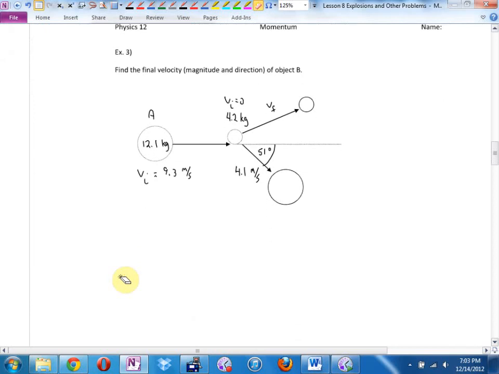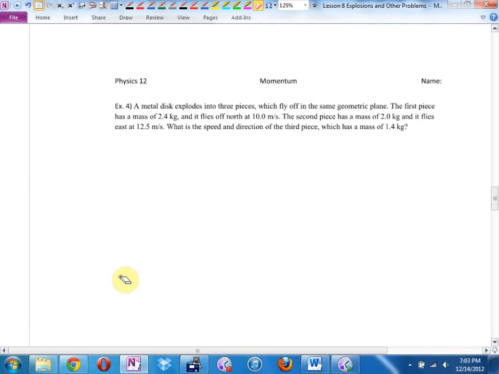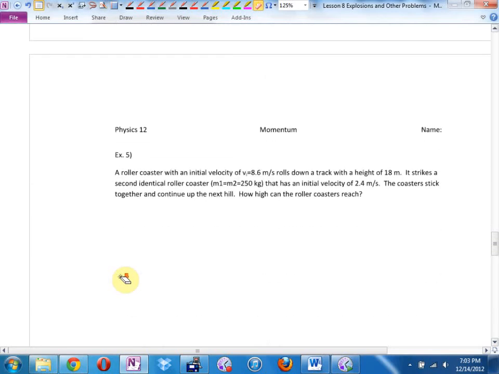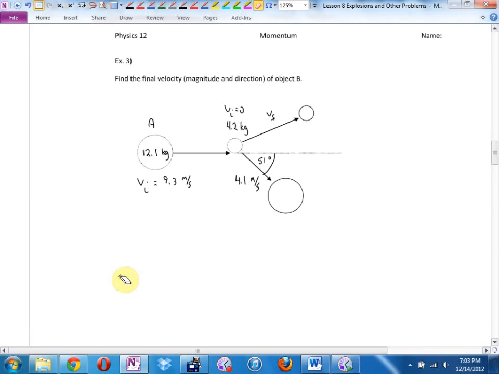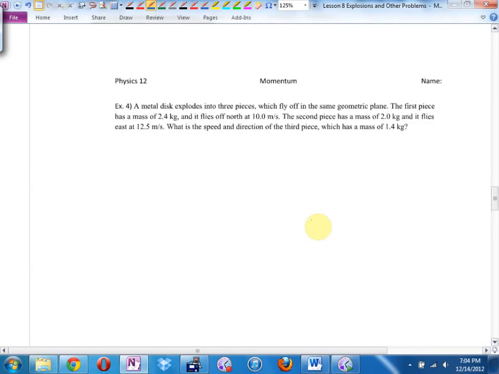Example 3 says, find the final velocity, magnitude, and direction of object B. Am I going to do that one? And then we have an explosion. Sure. Let's try this one. This is going to be really similar to the one we just did, I think. So I'm going to go, let's get to an explosion.